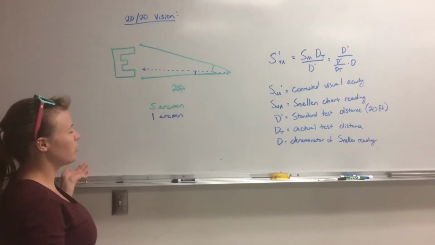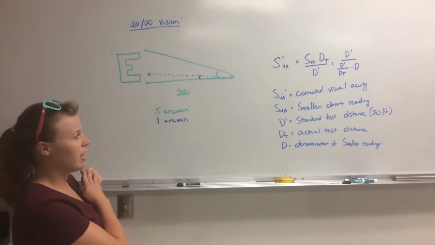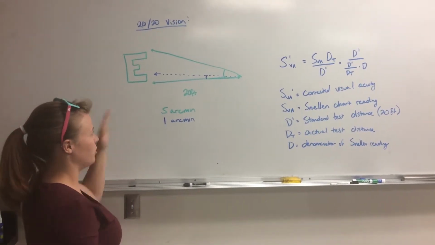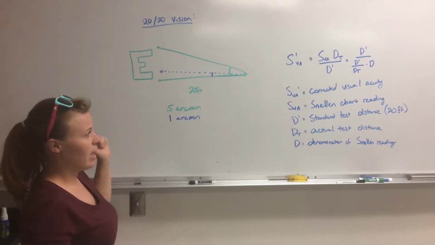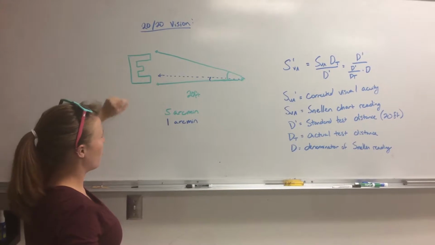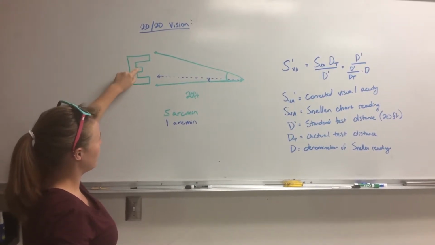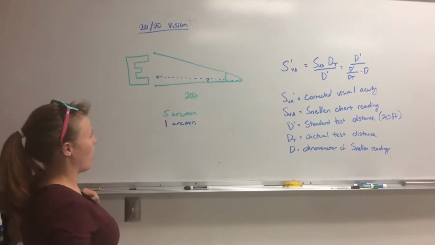For testing visual acuity, 20/20 vision is normal, which means that a person standing at a standard distance, which is 20 feet, will be able to see a letter on a Snellen chart that subtends 5 arc minutes, but with strokes of 1 arc minute. So you'll be able to resolve the details between black and white of the letter.